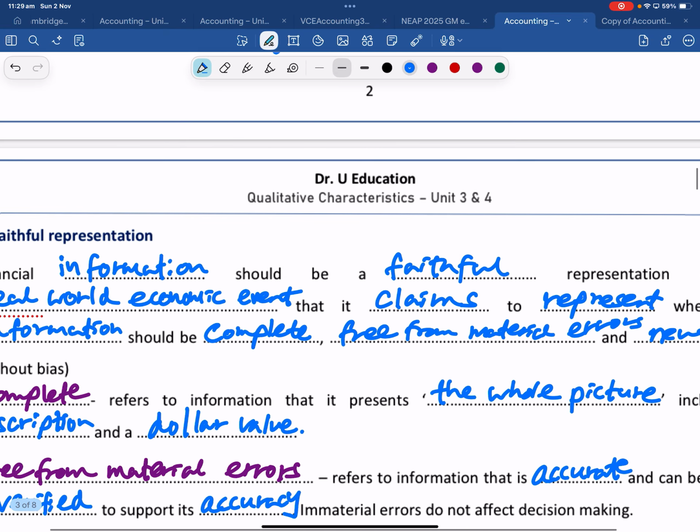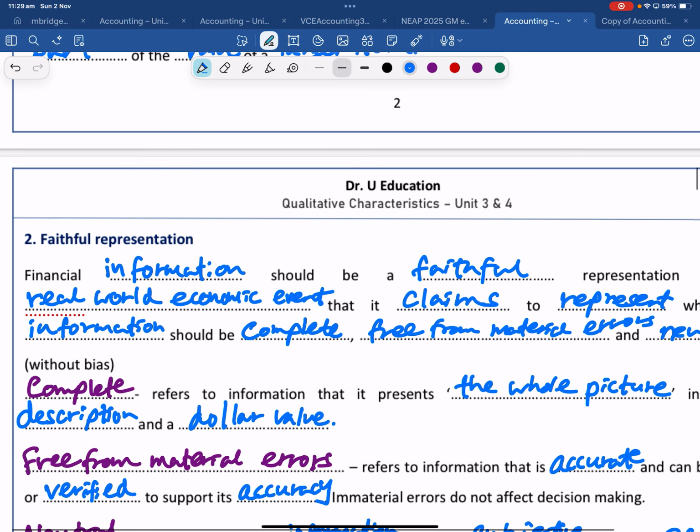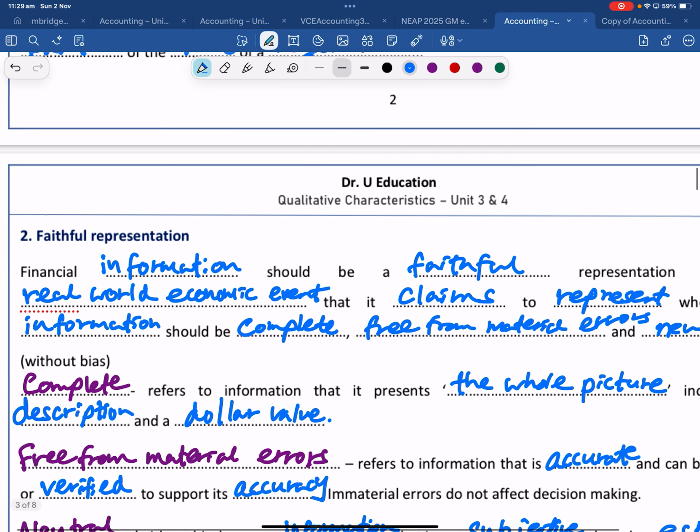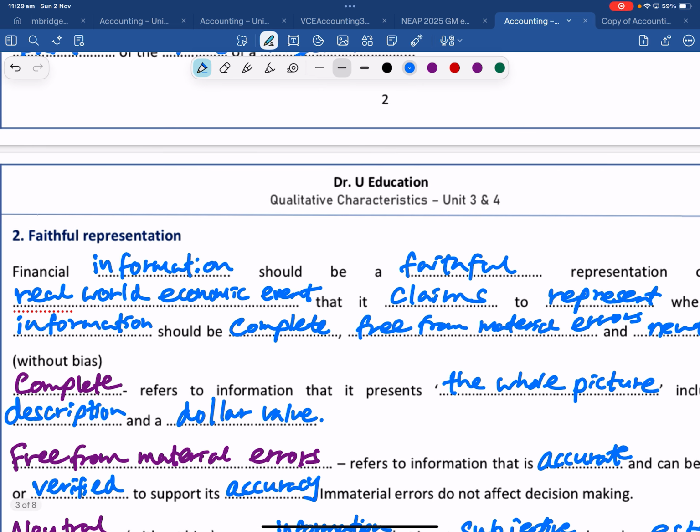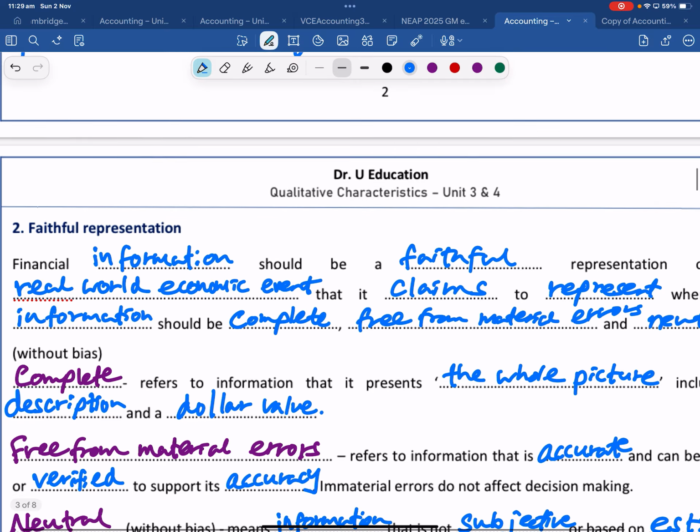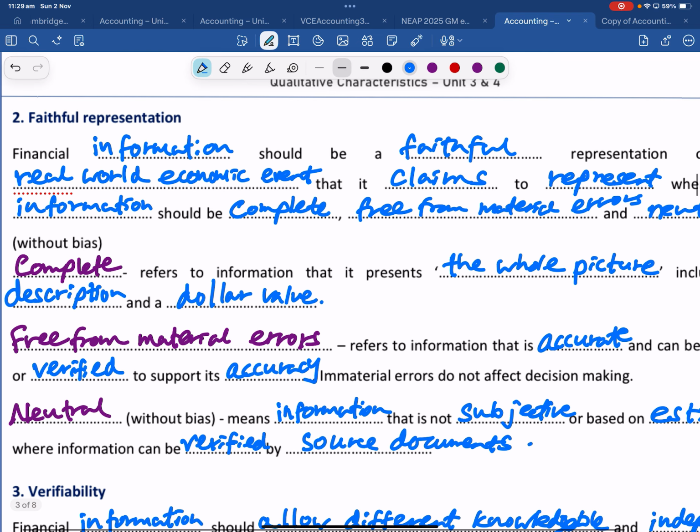That's basically it, guys. The first one was relevance. Then the other one we are going to discuss is the faithful representation. Relevance is the biggest, or the longest, characteristic. However, the other one, which is the faithful representation, is the second longest. Faithful representation, what does it say?